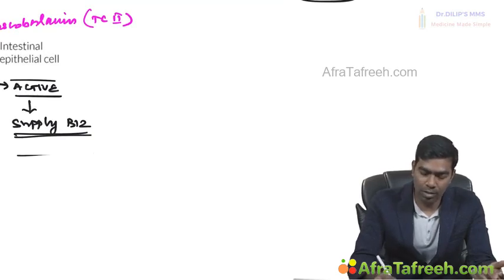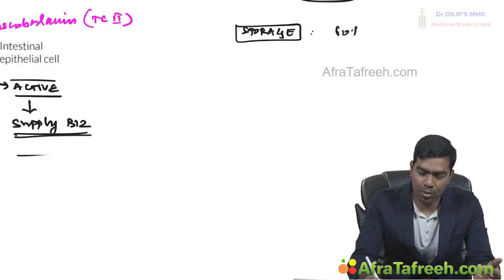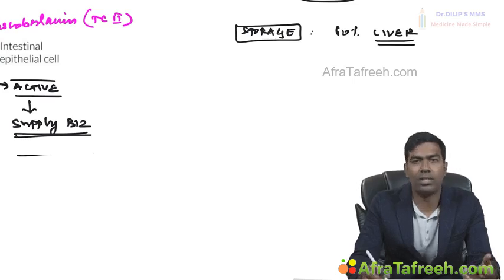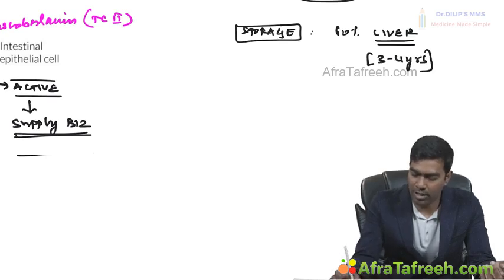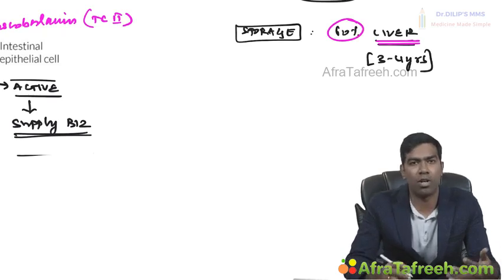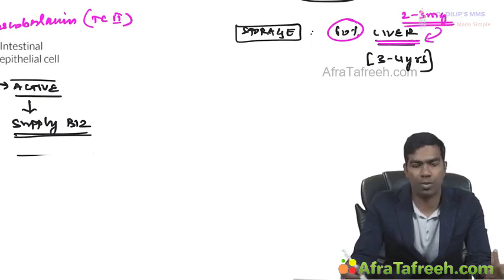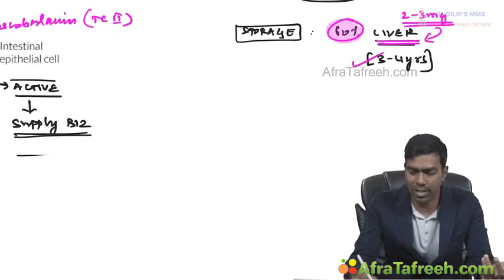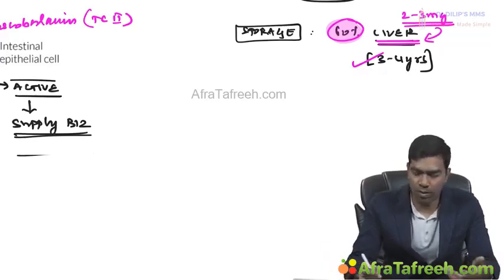So next thing I'm going to discuss now is storage of vitamin B12. How is vitamin B12 generally stored? 60% of the storage is seen in the liver, and if they ask you how much time this storage form of vitamin B12 is enough for, it is approximately 3 to 4 years. And how much does the liver generally store? Approximately 2 to 3 milligrams is the amount that the liver generally stores, which contributes to 60% of the stores, generally enough for approximately 3 to 4 years. But there is some difference in the folate, which I'll tell you later on.